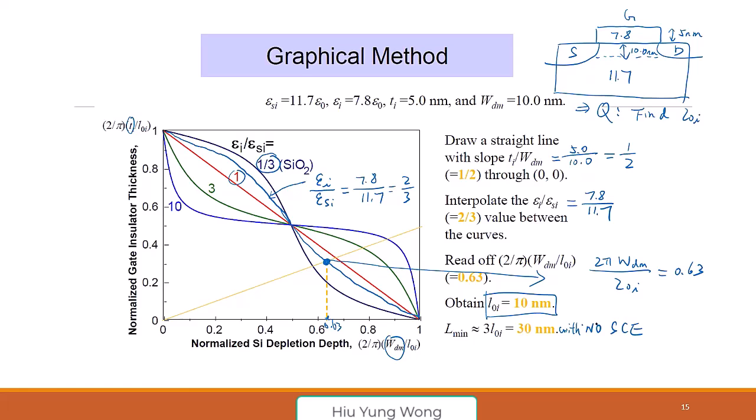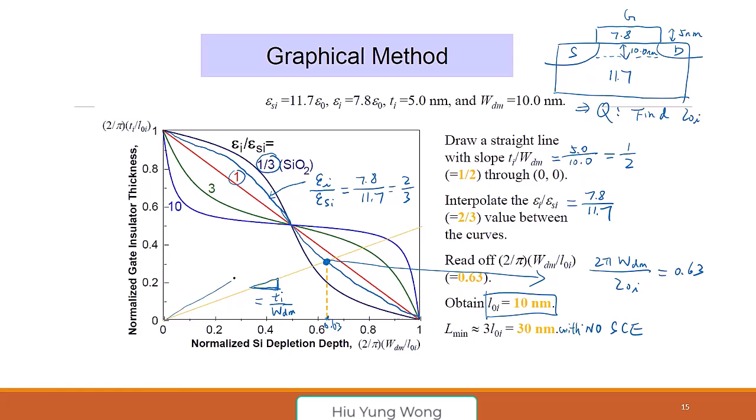The line that we have drawn that starts from 0, the point of intersection, what is it exactly? It is just telling you the relationship. Ti divided by WDM is the slope, because Ti is Y and WDM is X. So this slope is just equal to Ti divided by WDM.